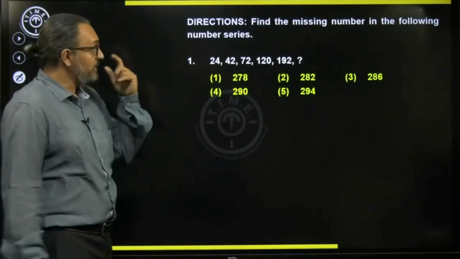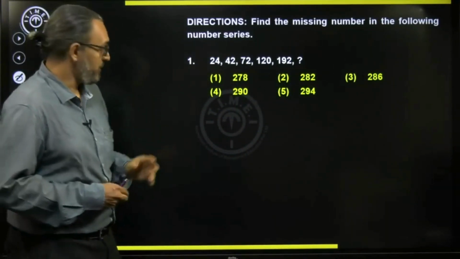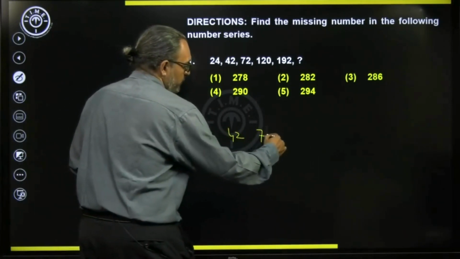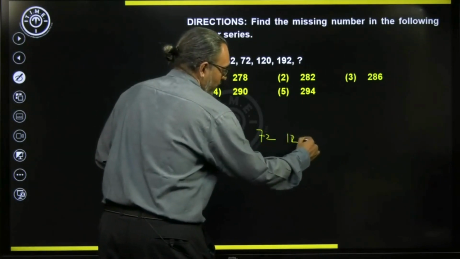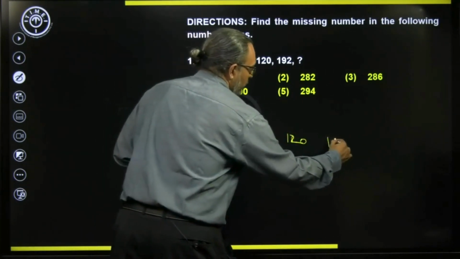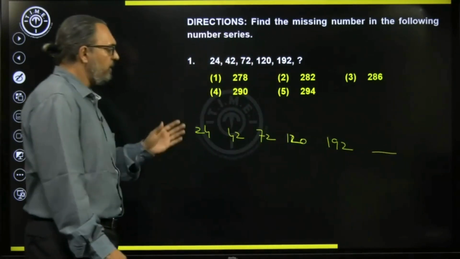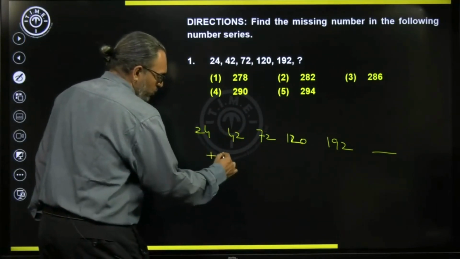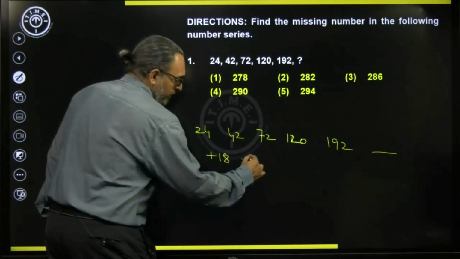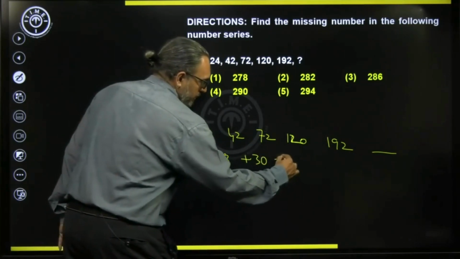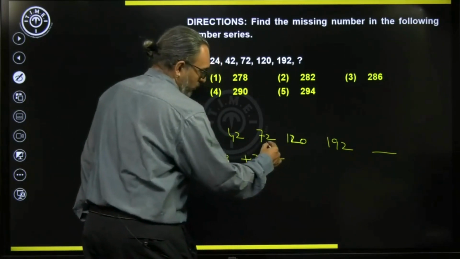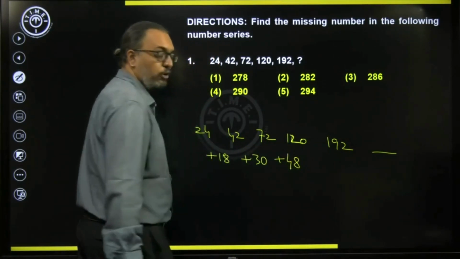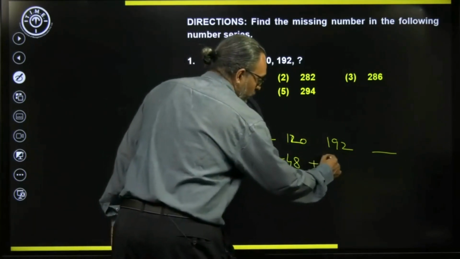Now coming to the questions, it says find the missing number in the following number series. Okay, so here we have 24, 42, 72, 120 and 192, then blank. As you can see, the numbers are increasing. We'll take addition. So here it is going to be 18, then here it is going to be 30, then here it is going to be 48, and here it is going to be 72.